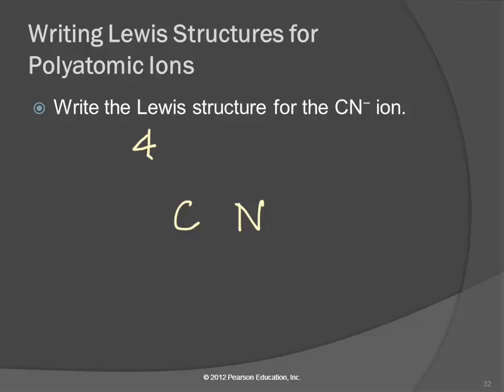Carbon has 4, and nitrogen has 5. And then what about that negative charge, -1 charge? Do we add an electron or subtract? We add 1. So we're going to add 1, and so we're going to get a total of 10 valence electrons that we can show in our Lewis structure.